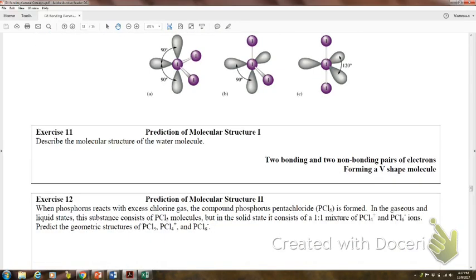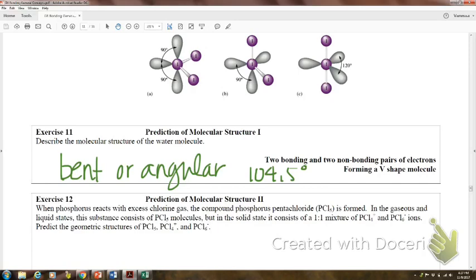This one just says describe the molecular structure of the water molecule. So for the water molecule, you have 2 bonding and 2 non-bonding pairs of electrons. So we did that example earlier. So you're forming a V shape. I don't know why they're calling it V shape in there. We would call that bent or angular. Bent or angular. And we'll get to polarity of the molecules here in a minute. And then your bonding angle would be 104.5 because it's distorted from the original 109.5 of the tetrahedral electronic geometry. Okay.